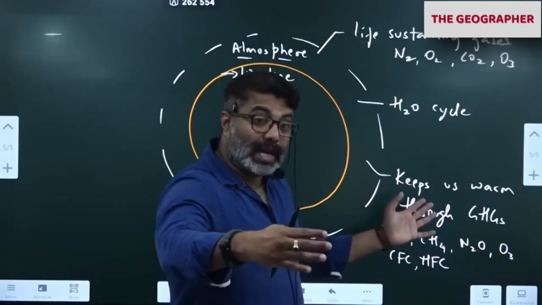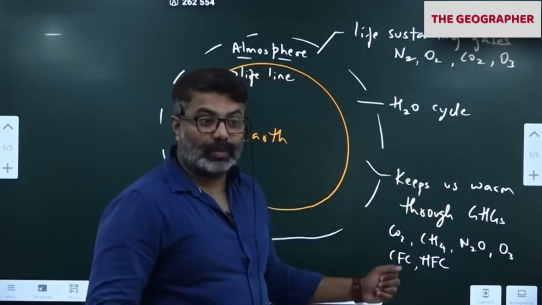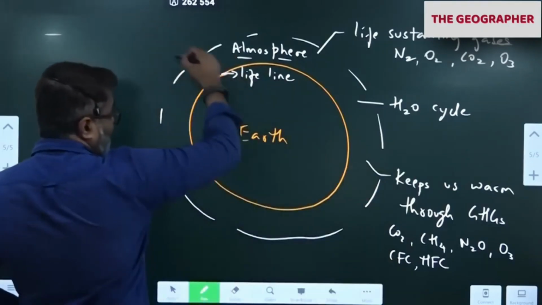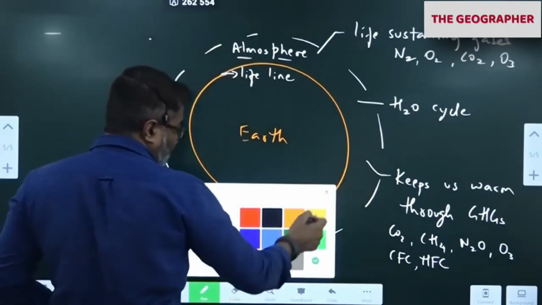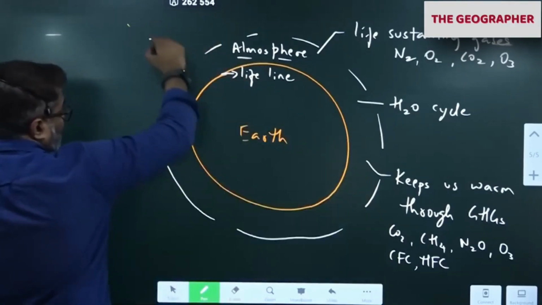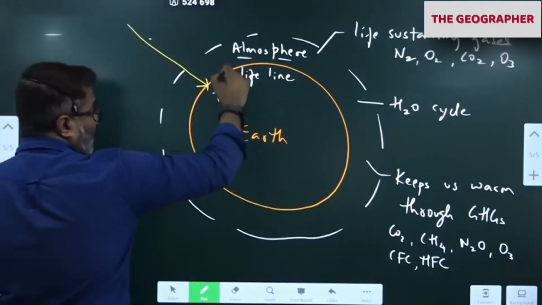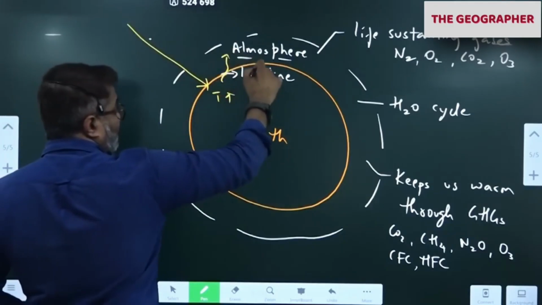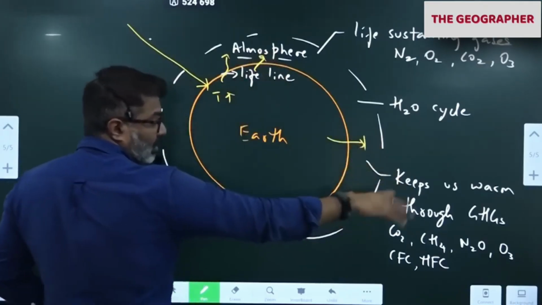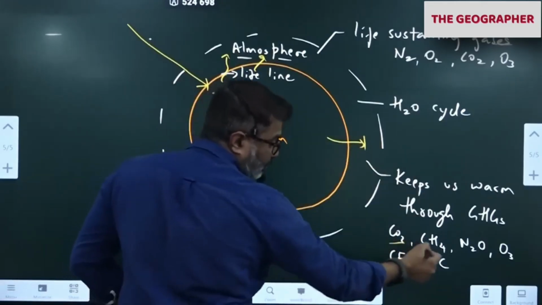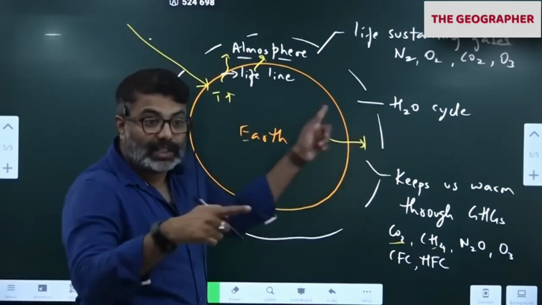Our atmosphere naturally contains greenhouse gases, which keep us warm. Sunlight reaches the earth, and the earth absorbs that heat, so the temperature increases. When the heat escapes from the earth, these gases block it. The terrestrial radiation is blocked by them. As a result, they keep the air and the surface warm.